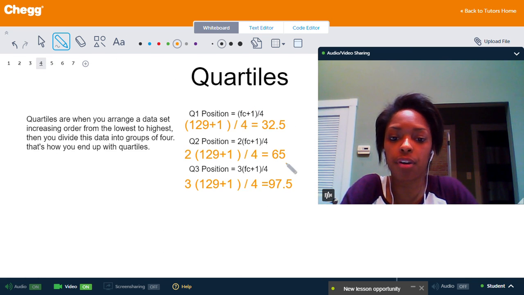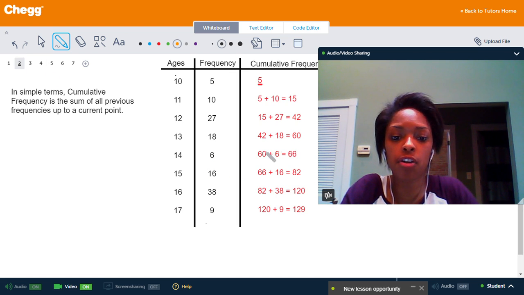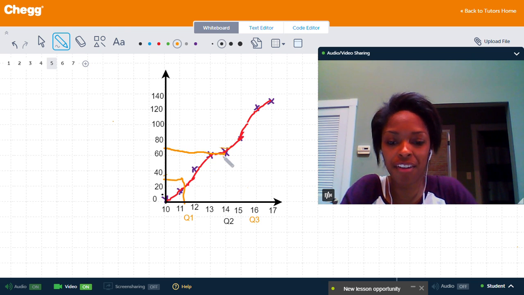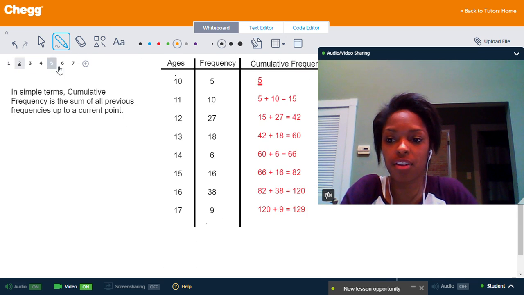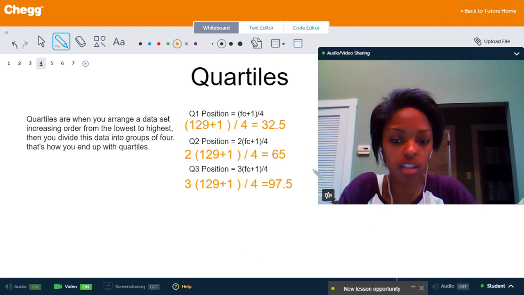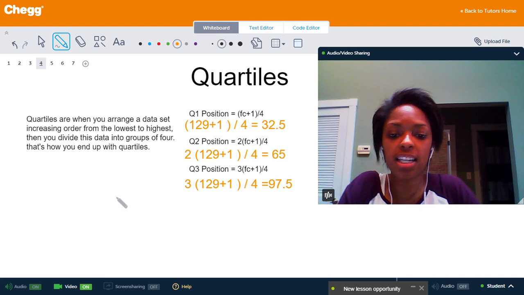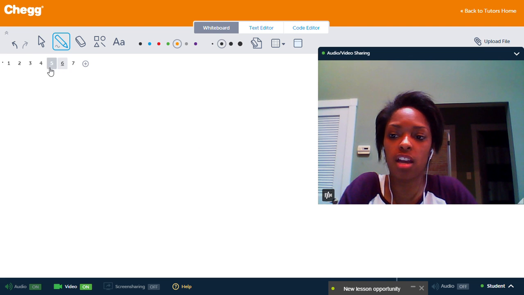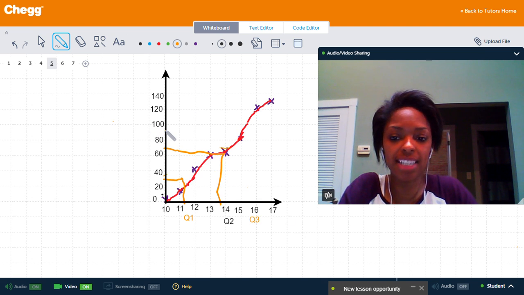And then for the second quartile, I got 65, and 65 falls in between 13 and 14, so I'm going to do 13.5. And then you're going to want to go to the last one, the third quartile position, 97.5. From our chart, 97.5 falls in between 15 and 16. So you're going to want to draw a line in between 15 and 16.